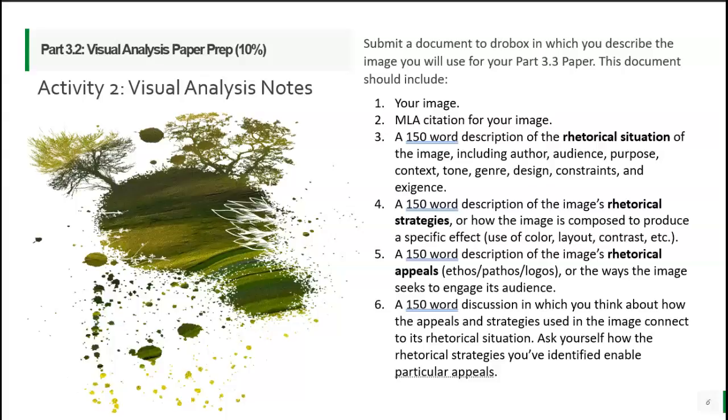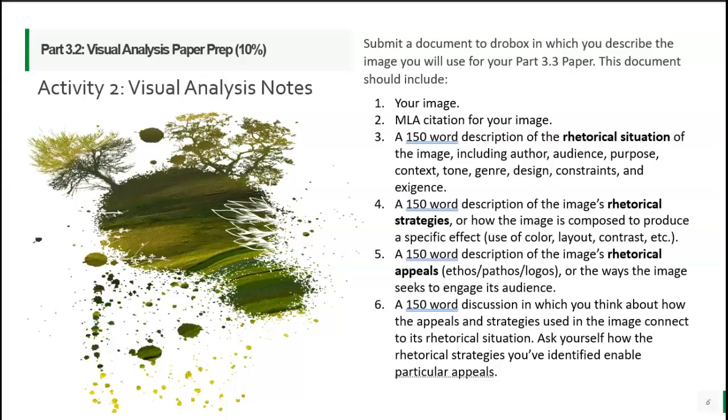A 150-word description of the rhetorical strategies of the image. That's how it's composed, your visual rhetoric. A 150-word description of the rhetorical appeals used in the image. That's going to be our ethos, pathos, and logos. And just a 150-word description in which you think and write about how these appeals, strategies, and rhetoric are used in the image and connect to the rhetorical situation.